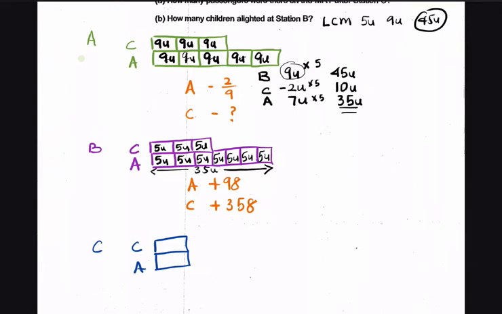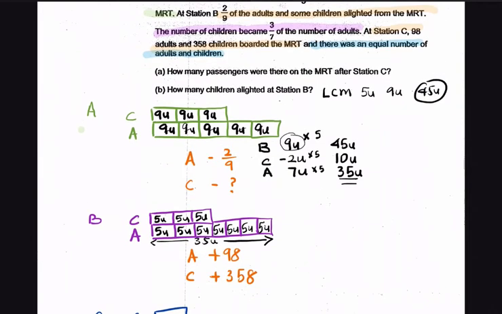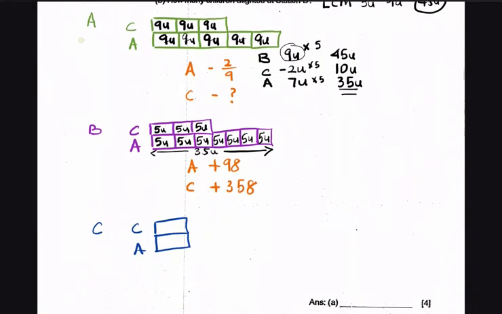Okay, let's proceed to the model in blue, which is at Station C. Now in Station C, we know that for adults, there's 98 people more, right? 98 adults boarded the MRT. So for children, here is 15 units, correct? So from here to here, is 15 units plus 98. And for adults would be 35 units plus 98. Now, sorry, this part here for children is 358.